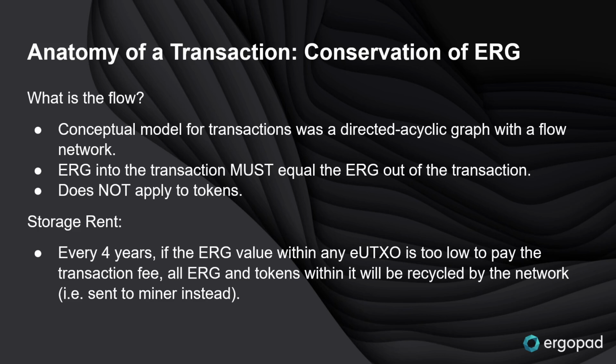And the Ergo into a transaction must be the same as that which is out of it. This is one mathematical definition of a flow: usually the flow into a node must be equal to the flow out of it. And like I mentioned with storage rent, every 4 years, if the value in a UTXO is too low to pay the transaction fee, all the Ergo and tokens, as it's currently implemented, will be recycled by the network, so sent to the miner of the block.